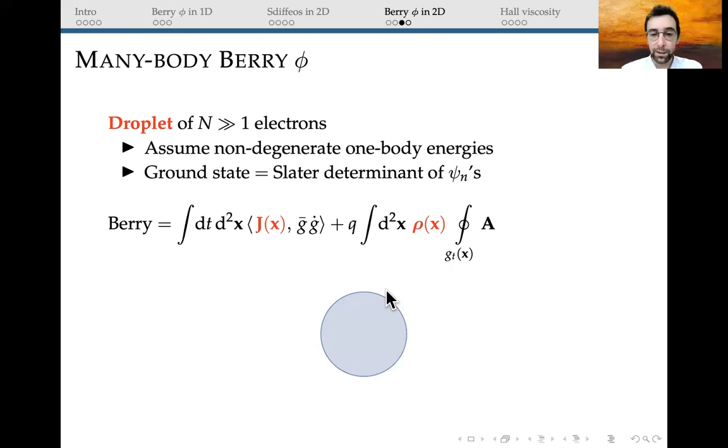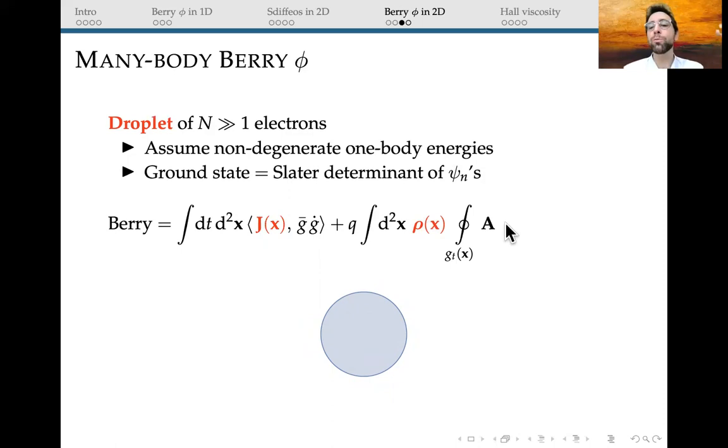As long as you give me the density of the droplet, the current of the droplet, and a certain choice of these adiabatic deformations, you can in principle read off the corresponding many-body Berry phase. And so in particular, if your droplet happens to be this disk here, and you happen to apply these deformations to it, you can in principle read off the Berry phase from this expression here. So what we're going to do in what follows is actually apply this formula to certain specific choices of deformations.